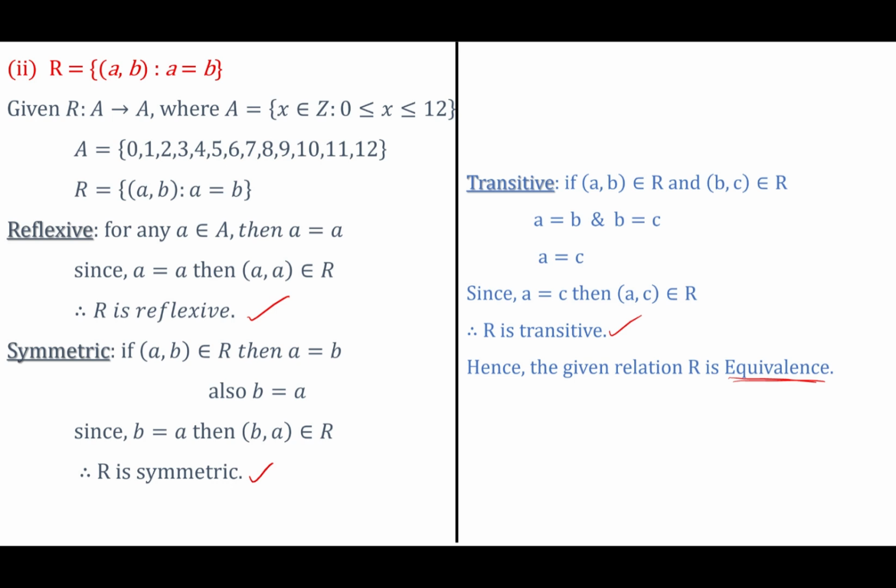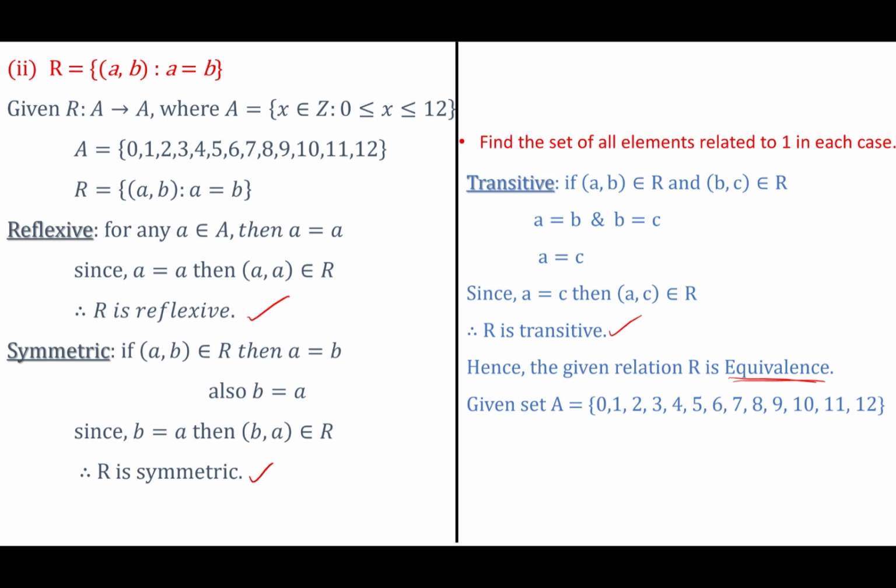Now, still one part of the question is left. This is what the part says: find the set of all elements that are related to 1. Related to 1 means, try to understand, this is my given set. Related to 1 means a equals a. So there is only one element related to 1, which is 1, because 1 equals 1. If this 1 equals any other element, it is not equal. So that is why the subset related to 1 is {1} only.